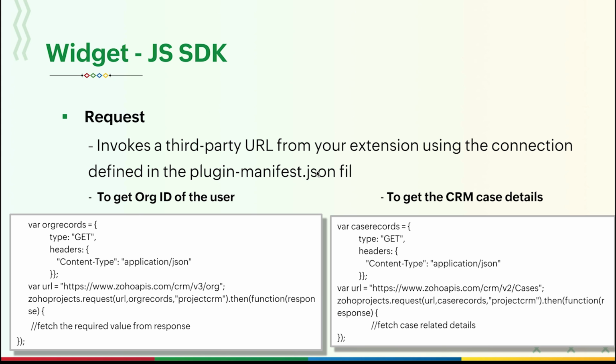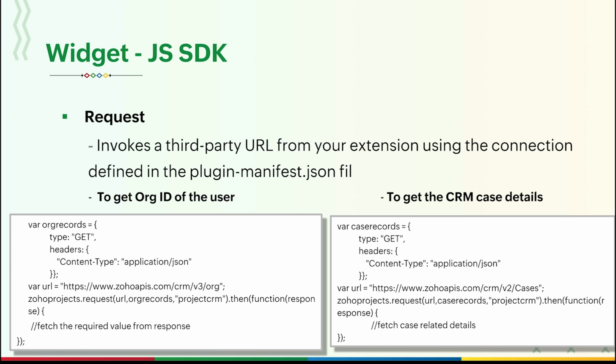And then finally, we have used another JS SDK method, which is the request JS SDK method. Zoho Projects provides you with this request method, which helps you to invoke third-party URLs. We already create connections to establish a smooth integration, right? After you've created the connection, in order to invoke the third-party application's URL, in our case Zoho CRM REST APIs, we can use this Zoho Projects request method along with the connection that we've created so that the API will be invoked and the response will be returned for us.